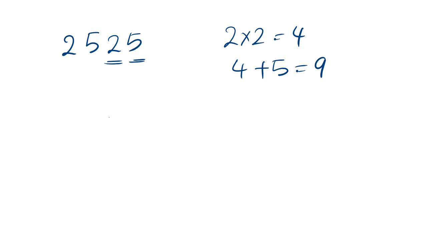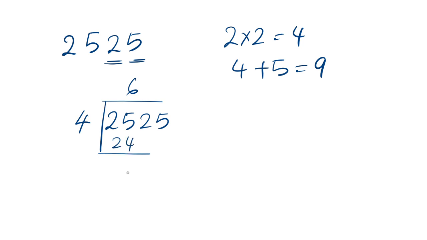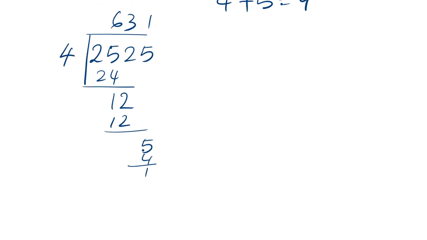Okay, we can check 2525 divided by 4. So 6 into 4, 24. 5 minus 4, 1, 12. 4 into 3, 12. Then bring down the next digit 5, 15. The remainder is 1. Okay, so this number is not divisible by 4.